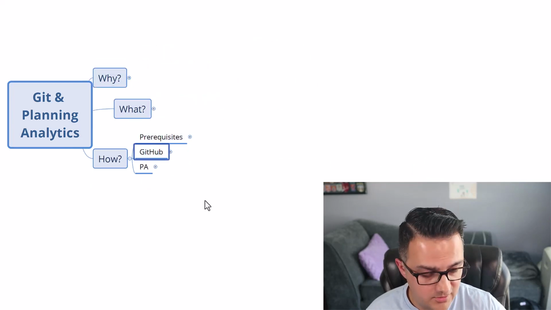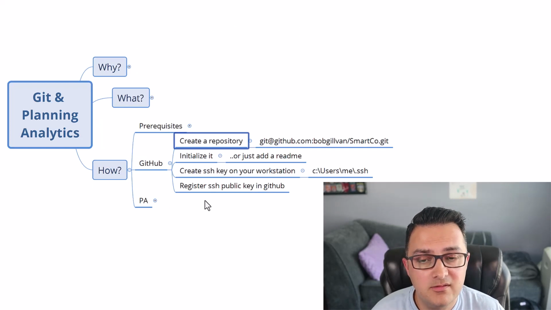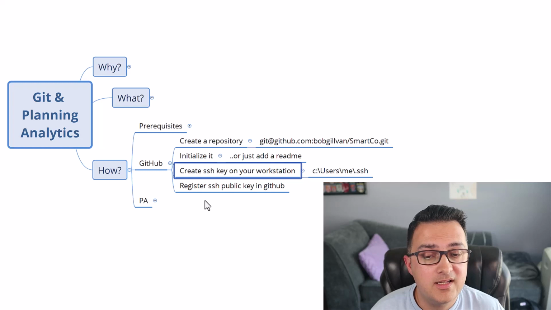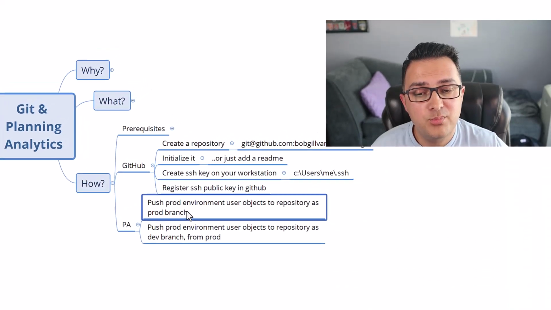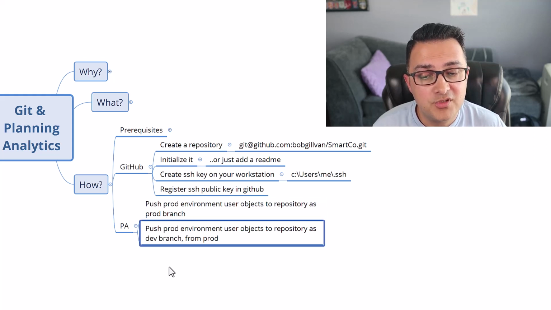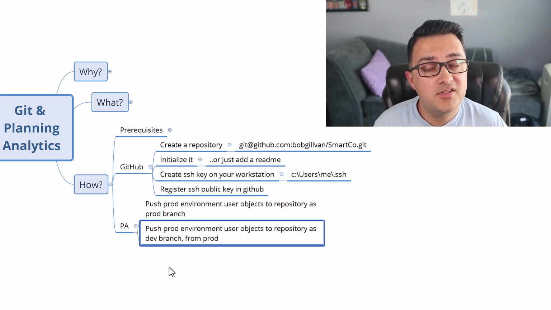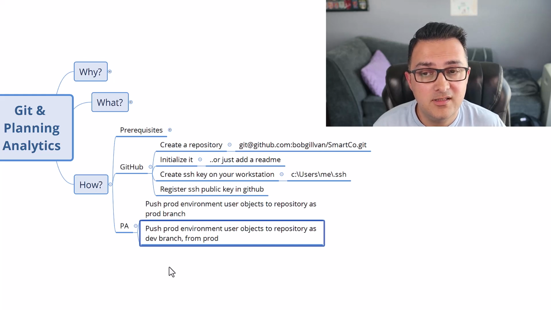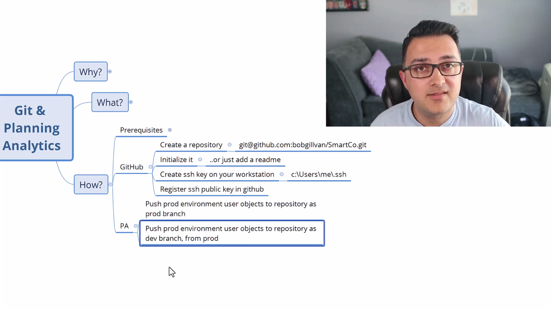So what are we going to do in GitHub? We're going to create a repository and initialize it. We're then going to create SSH keys on my workstation and register those in GitHub. Then in Planning Analytics, we're going to push our prod environment user objects to the repository as a prod branch, and then push the prod environment user objects to the repository as our dev branch, from prod. So we have two identical branches, and we can work with them as we go through our development process.